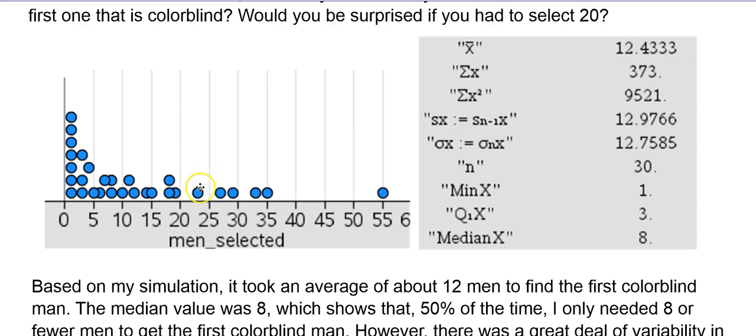In those 30 trials, there were 6 trials where it took more than 20 men to get the first colorblind man. 6 out of 30 is the same as 1 out of 5. 1/5 is 20%. 20% is not all that unusual. For something that happens 20% of the time, happens 1 out of 5 times, I don't consider that unusual. I would consider something unusual if it happened maybe 5% of the time, not 20% of the time.